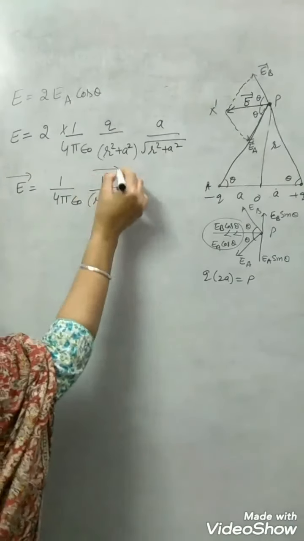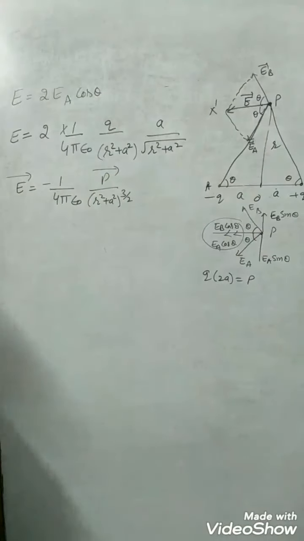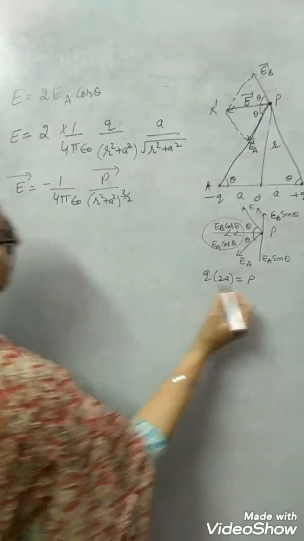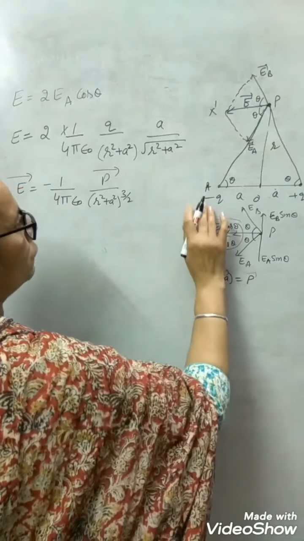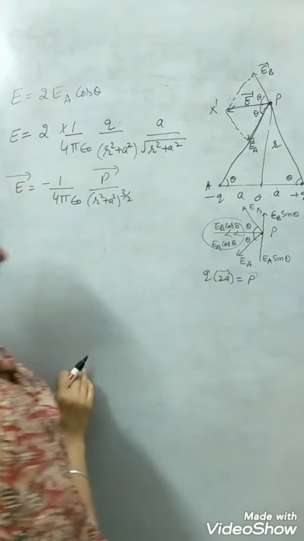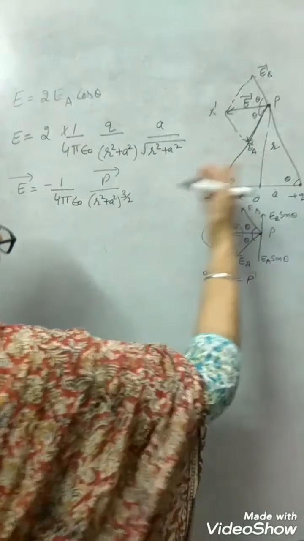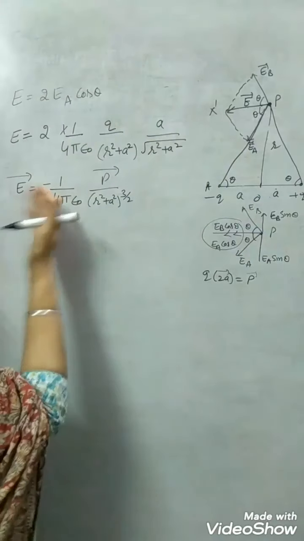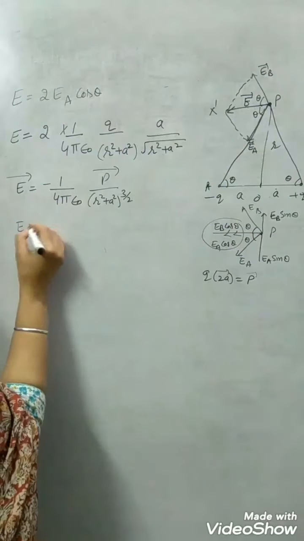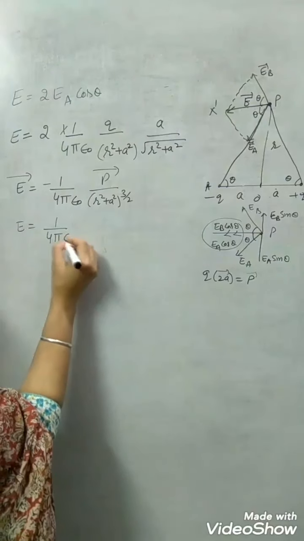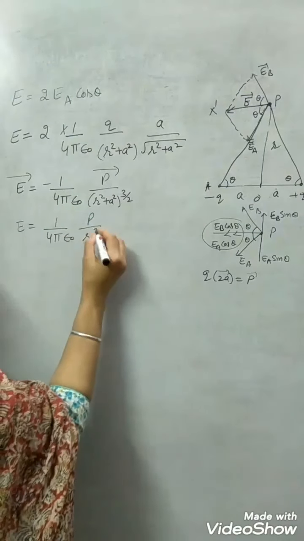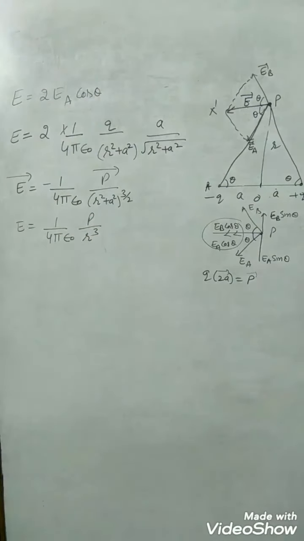And if we put the vector, there is a negative sign, because the dipole moment is always from negative to positive, but this electric field is from positive to negative charge, so a negative sign. For a short dipole, we have 1 over 4 pi epsilon naught, P upon r cube. This is the electric field at the equatorial point.